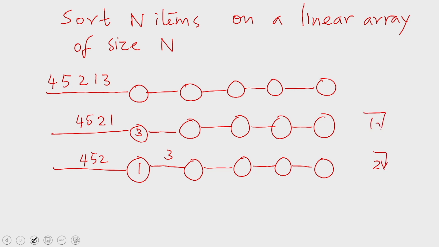So, this is what happens at the end of the second step. This is the contents of the processors at the end of the first step. Now, in the next step, processors 1 and 2 are active. Let me number the processors from here. So, in the third step, processors 1 and 2 are active.